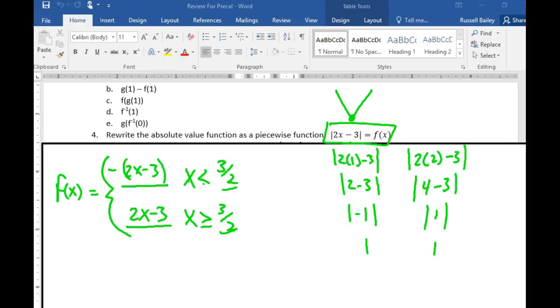But just to review, you're going to set the 2x minus 3 equal to 0 so you can find where the function breaks apart into two different pieces. Then you're going to pick a test point to the left and a test point to the right to see which half is changing its sign, and that one gets a negative in front of it. Okay? And that closes out how to find absolute value as a piecewise function.